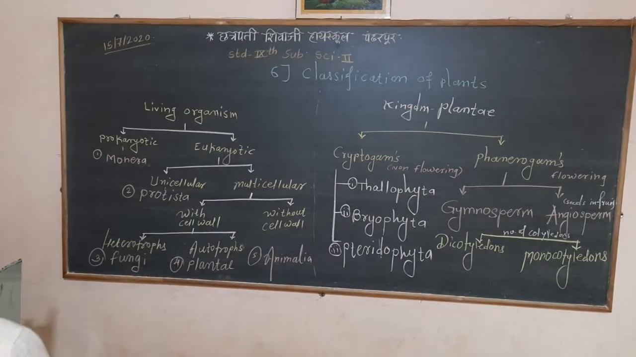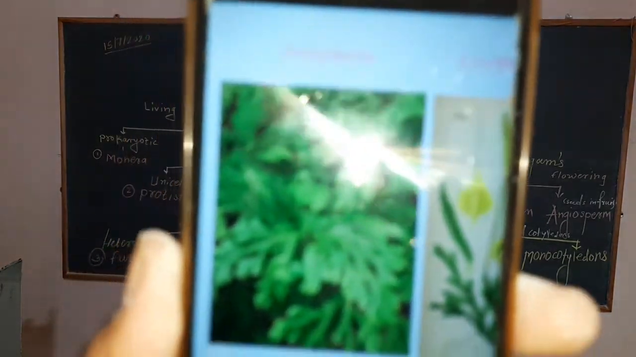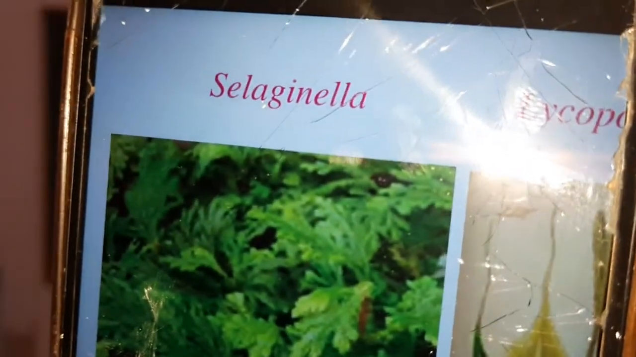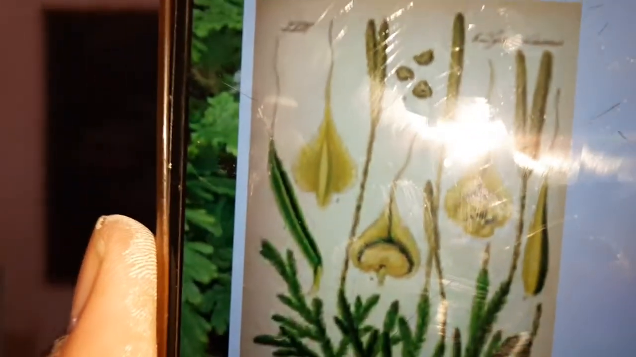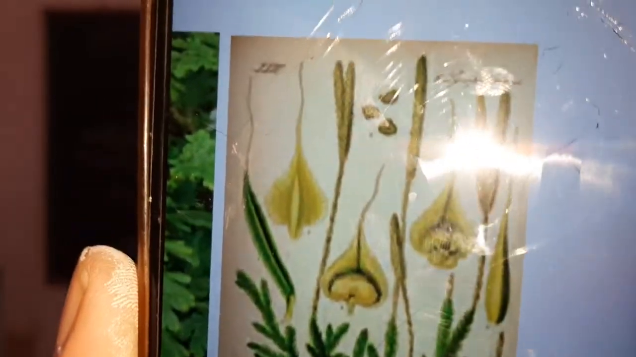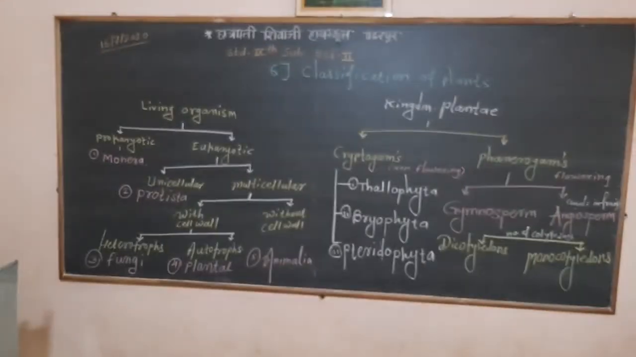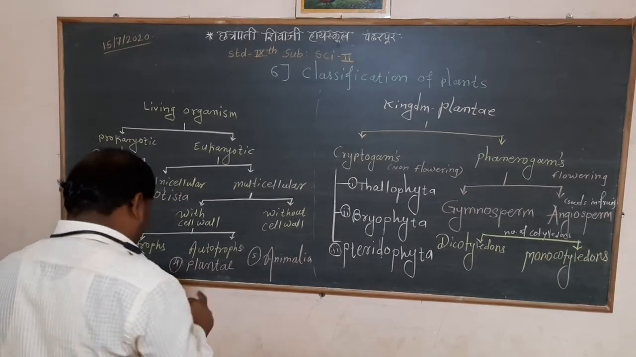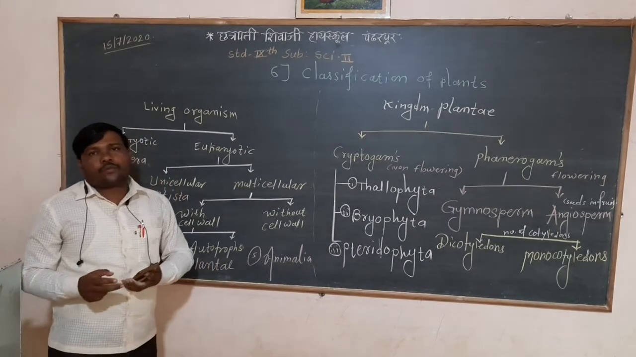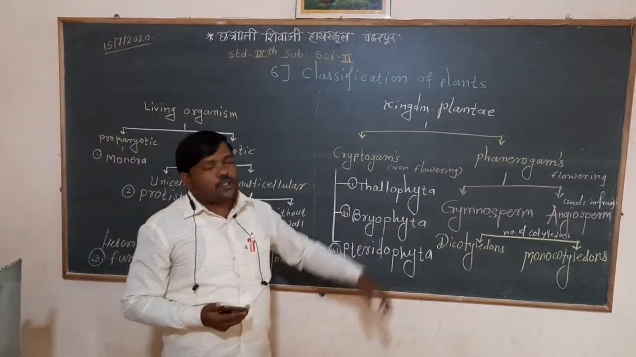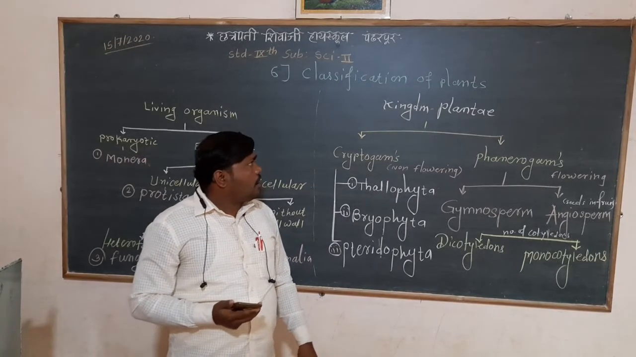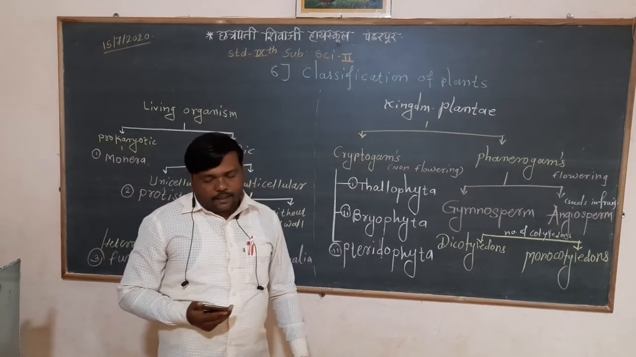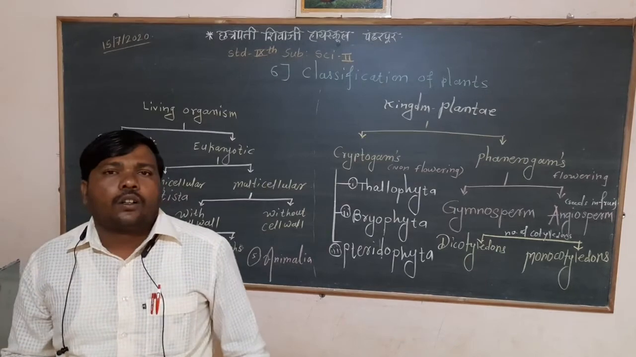Here are Selaginella and the second one, Lycopodium. We look here again, and these are members of the pteridophyta, which is a very important group. After this we will discuss the phanerogams in the living world, and in the next period we will stop here.